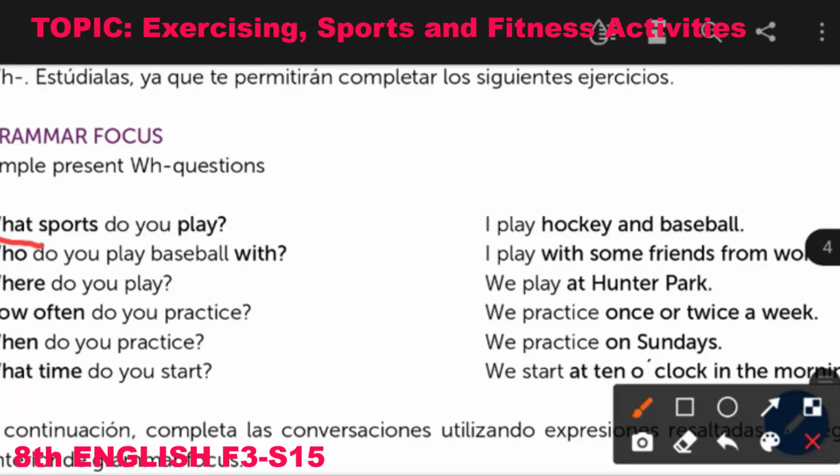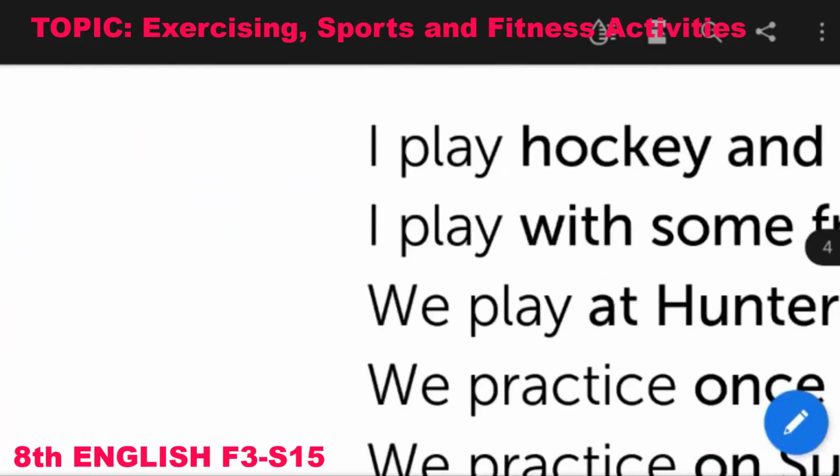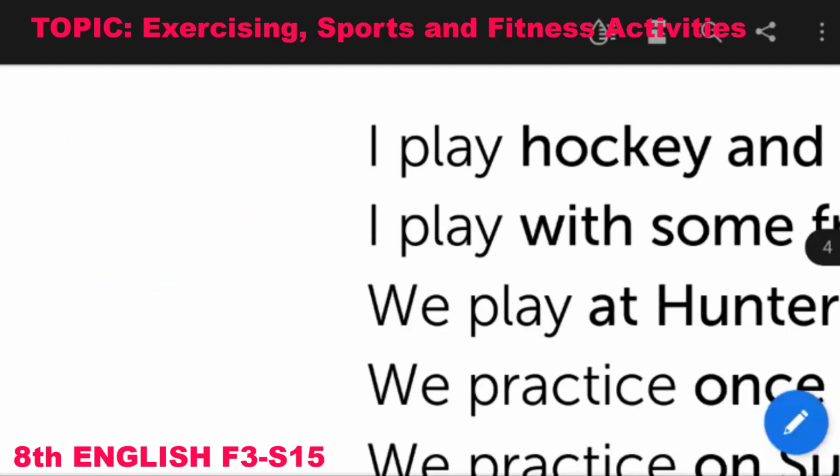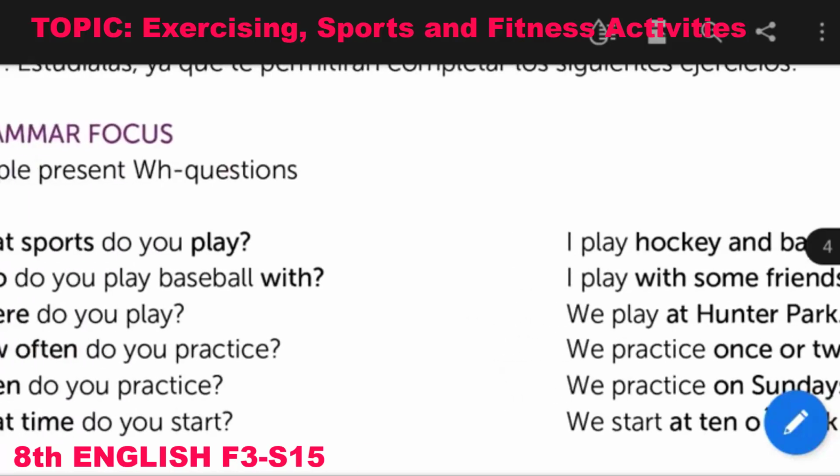Ahora, el verbo no es what, el verbo es play, ¿ok? Play. ¿Por qué? Porque estamos hablando de jugar. What sports do you play? ¿Qué deportes tú juegas? What sports do you play? Y empiezo con I play. Attention here. I es el pronombre de yo, ¿ok? I play. Y luego va el verbo principal que es play, ¿ok?